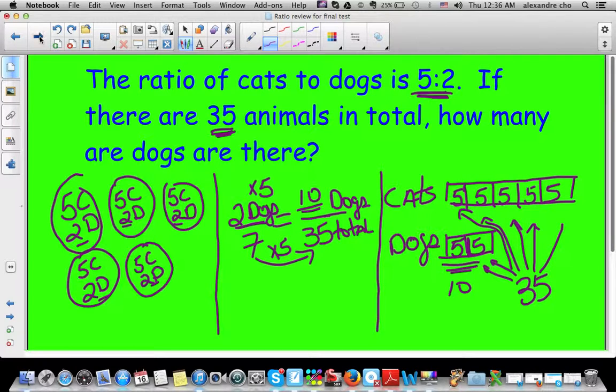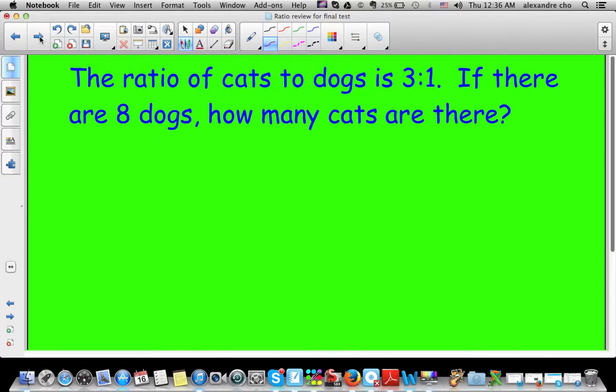Well, let's do one more, or quite a few more. The ratio of cats to dogs is 3 to 1. If there are 8 dogs, how many cats are there? All right, so again, let's do this. So press pause. Okay, your memory should be refreshed a little bit. Choose any of those 3. I will do all 3 again. Okay, press play when you're ready.